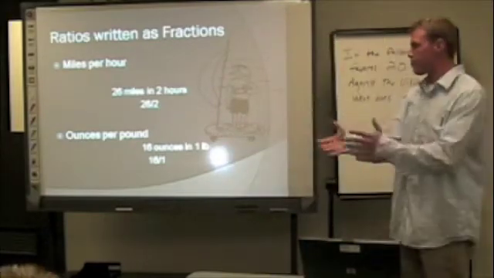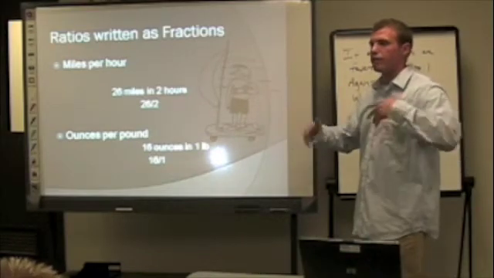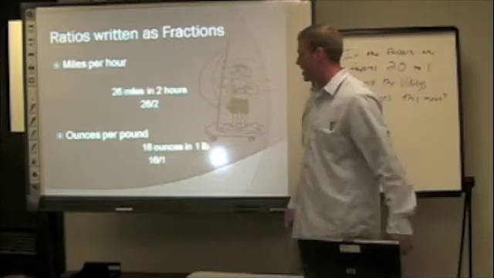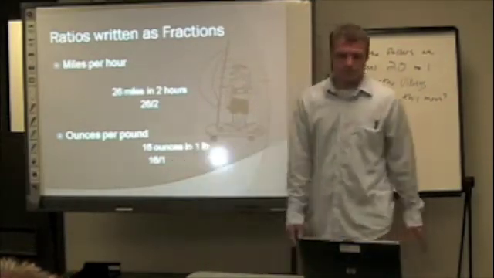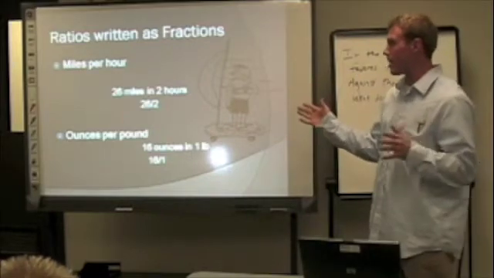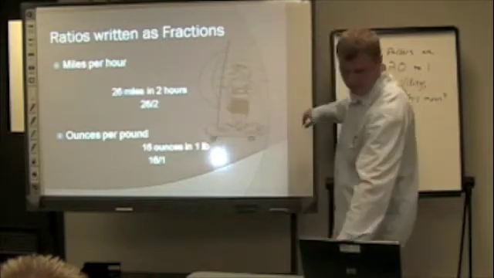You're in the kitchen. You've got so many ounces. You need to convert it to a pound. It's 16 ounces per pound, 16/1. So this is the first way that ratios can be written, and it is in fractions.